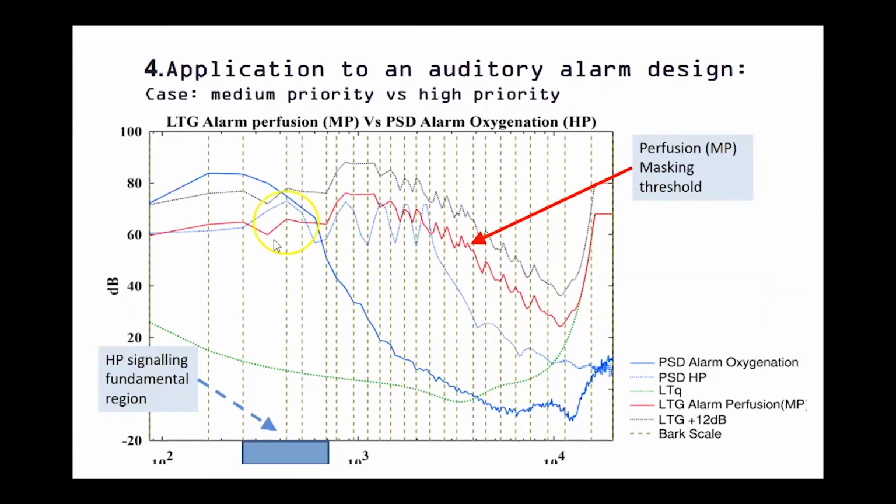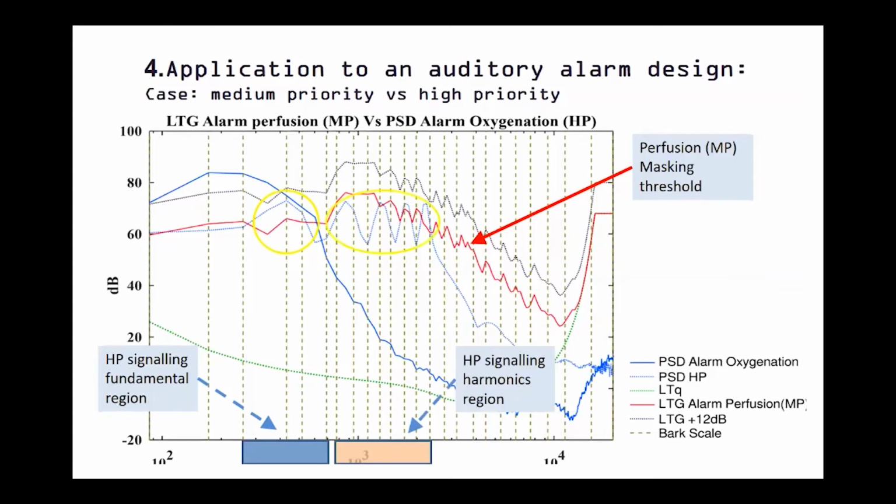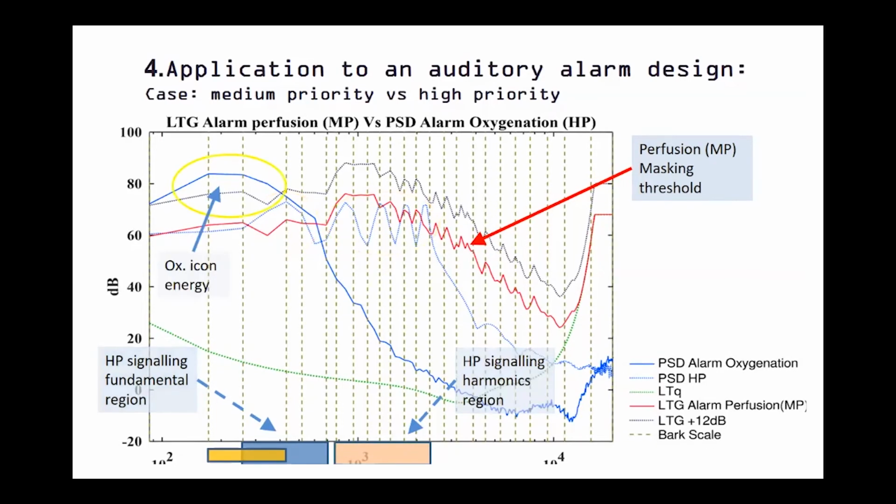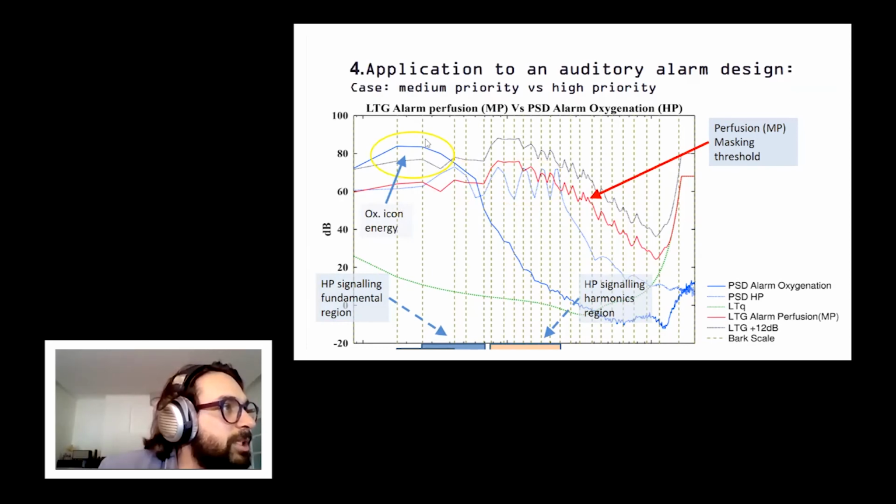So what we have here is the fundamental frequency of a high priority signaling. And it is above the red line, so probably it's going to be heard. Here we have additional harmonics of this sound event that signals a high priority, approximately in the same position as the red line, a bit below, so maybe not so detectable. Here we have an icon that tells us that there is a problem with oxygenation, and it is far above the red line, so for sure it's heard. But if we notice, it's far above the high priority as well.